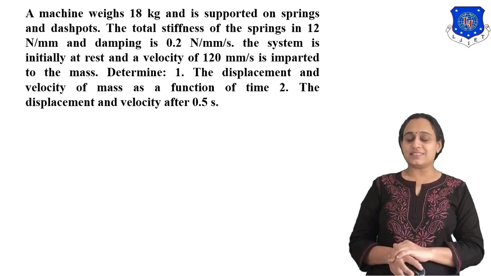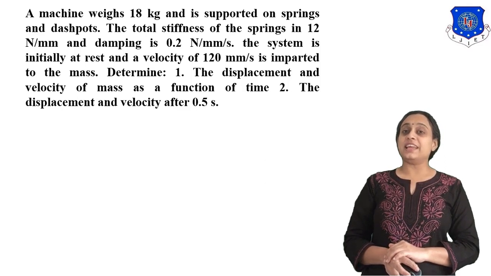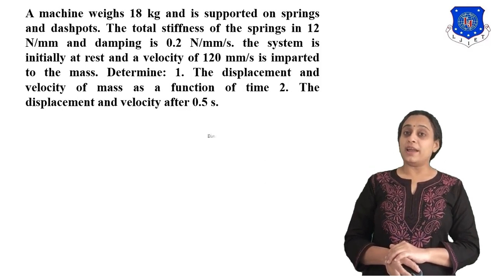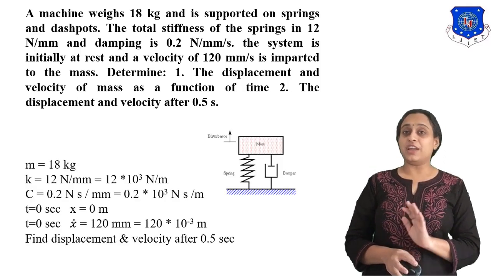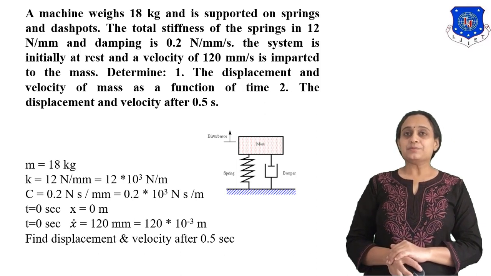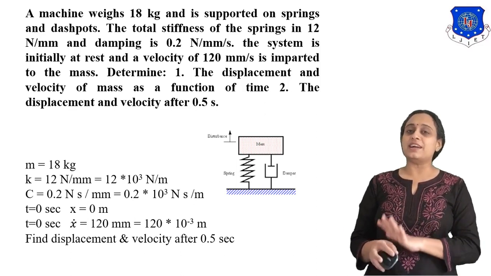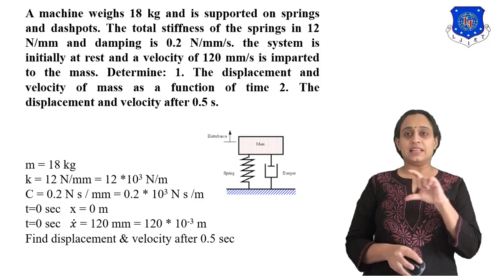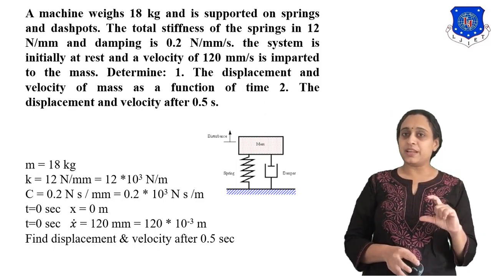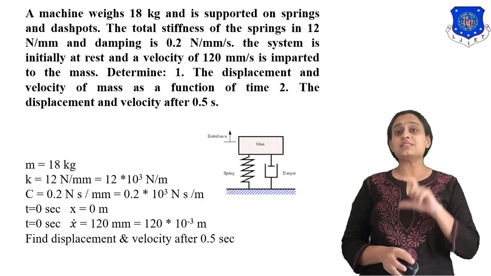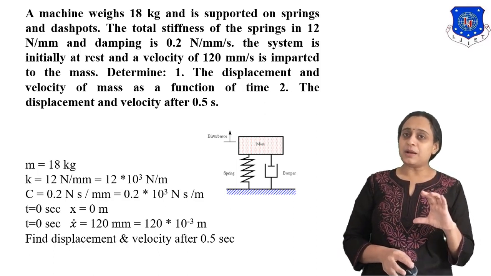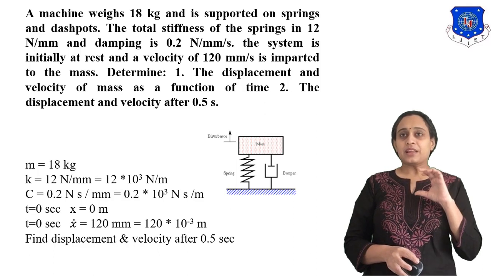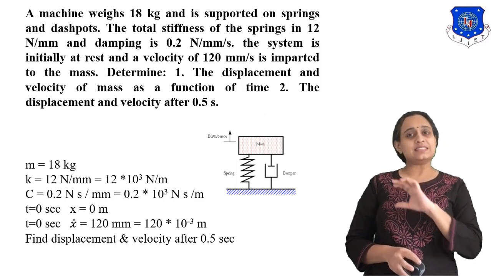The numerical is as follows: a machine weighs 18 kg mass. So M is equal to 18 kg, we have to note it down, and it is supported on a spring and dashpot. As you see in our diagram, there is a mass, there is a spring and there is a dashpot, which means a damper. It has a mass of 18 kg, with a spring as well as a damper.